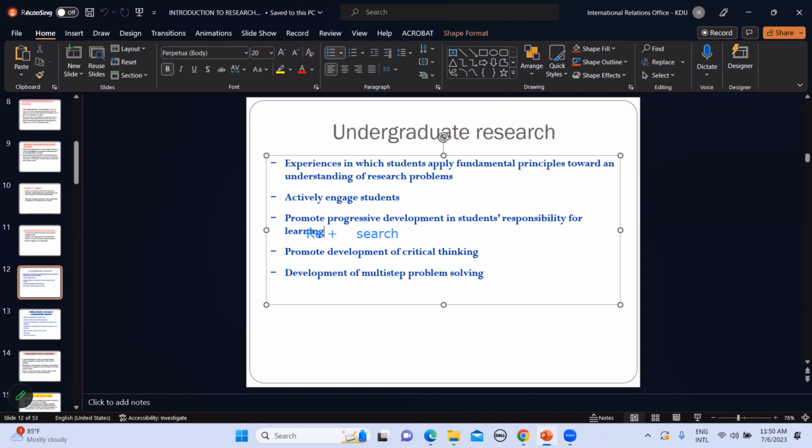Now, further, undergraduate research engages the activities, promotes critical thinking, promotes problem solving skill, and the fundamental principles toward an understanding of the research problem. You see, students, actively engage. You have to talk to each other.